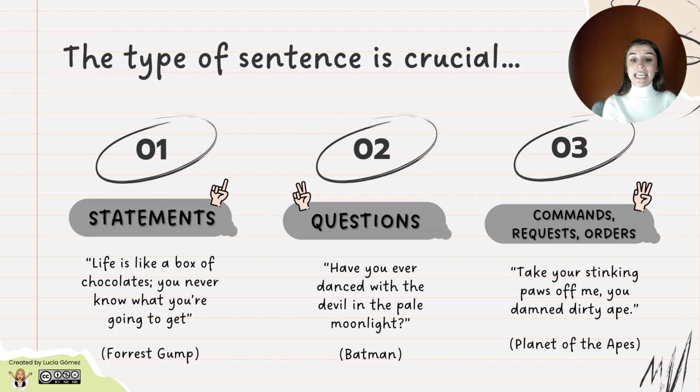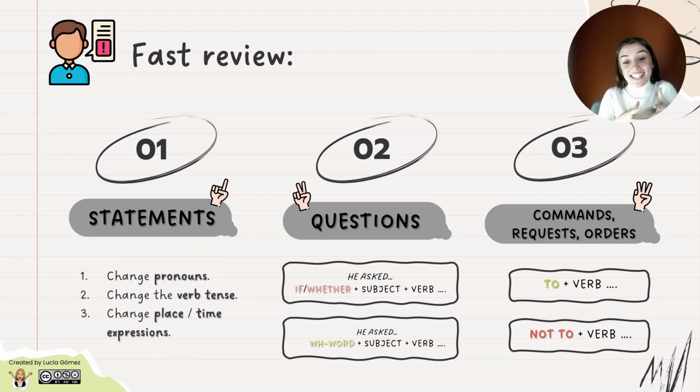Apart from that, I gave you a kind of rule or a kind of cheat sheet so that you could understand better the changes that each of these sentences undergo. This said, let me revise it. And this is the cheat sheet I was talking about. So when working with statements, remember that we need to change pronouns, verb tense, and also place and time expressions.